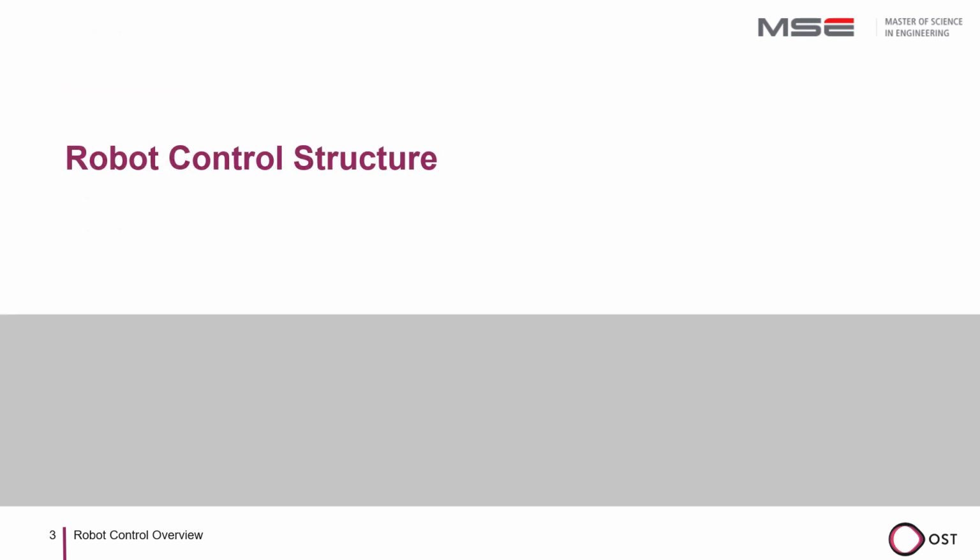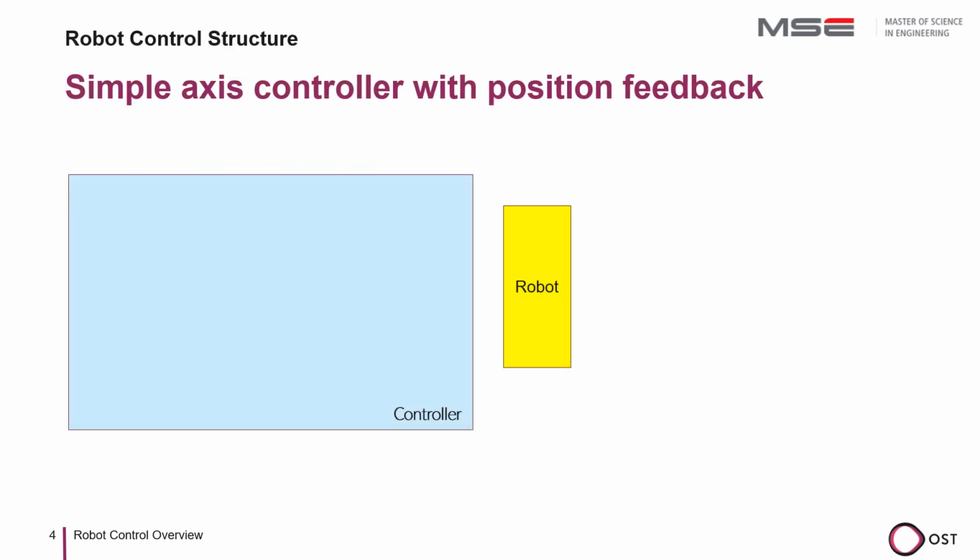First, we will look at the typical structure of a robot controller. Let us first consider a simple axis controller. On the left in blue, we see the robot controller, and on the right in yellow, the robot. A task triggers a path command that starts the path planner. In ROS, this triggering authority would be the sequencer.